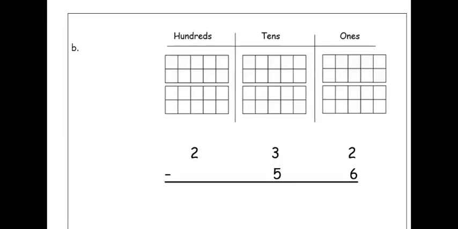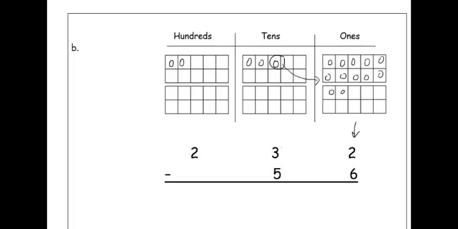Let's look at one more example. Here we have 232 minus 56. I'll draw my 232 on the place value chart. So that's 2 hundreds, 3 tens, and 2 ones. Starting again in my ones column, I have 2 ones. I need to take away 6. So I'm going to need to get some more ones over there. So let's take one of our tens and decompose it into 10 ones. I'll mark those in the place value chart, and then I'll record that move down below.